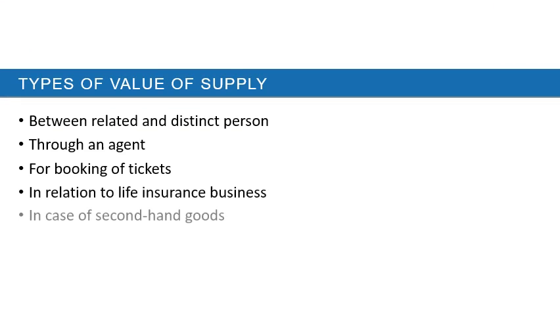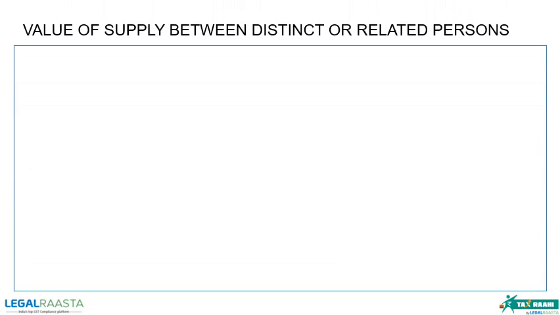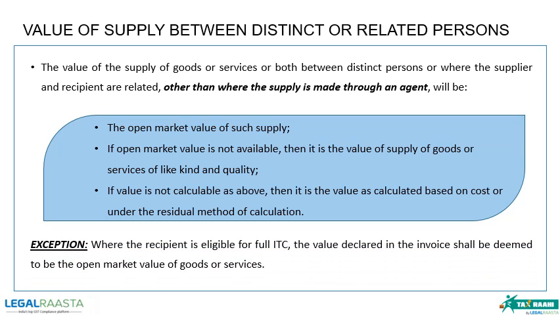Further, we will tell you about value of supply in different cases. Value of supply between distinct and related person will be open market value of such supply if it is not available, then value of supply of like kind and quality. If the value is not still calculable, then we will take the value as calculated based on the cost or through residual method.